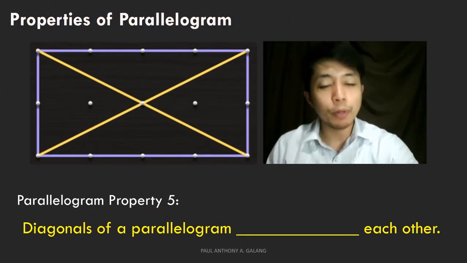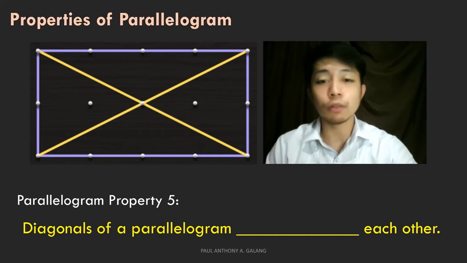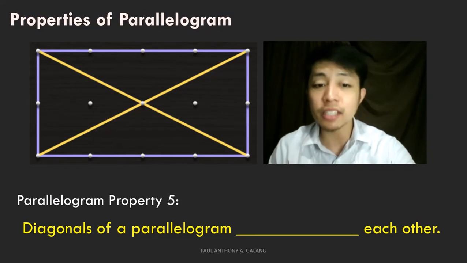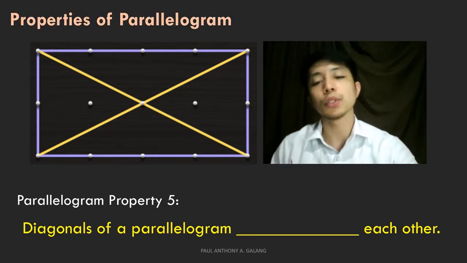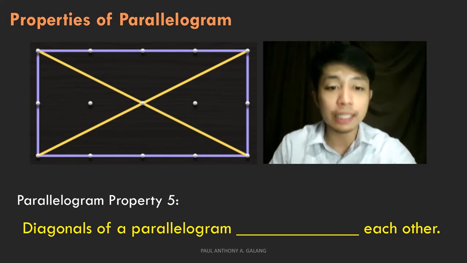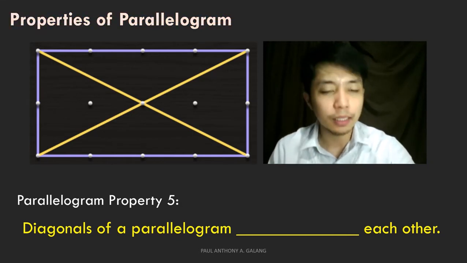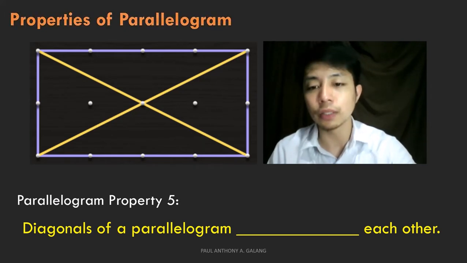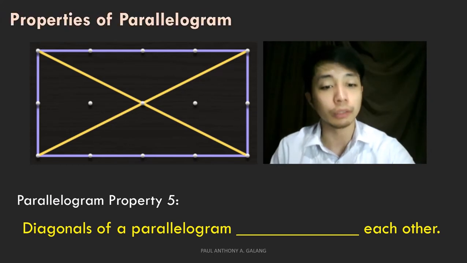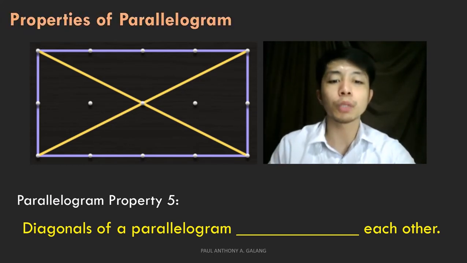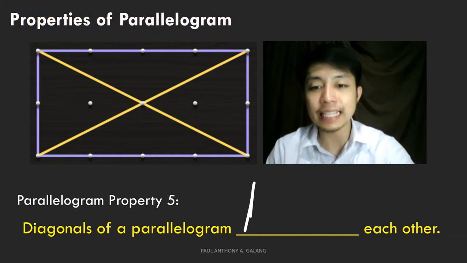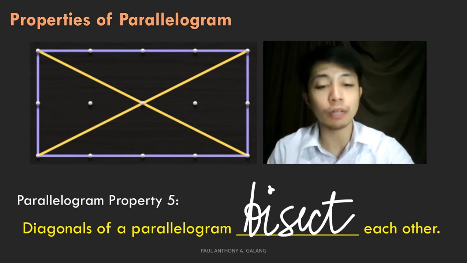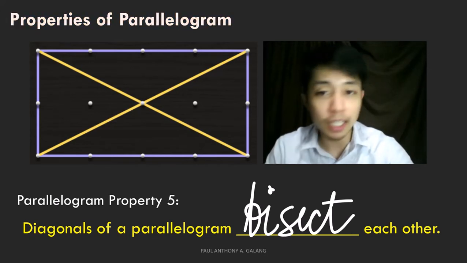For the last property: diagonals of a parallelogram blank each other. Here, we draw the diagonals, two line segments in the parallelogram. You can see that the two diagonals intersect, meaning they meet. Also, you can notice that one diagonal divides the other diagonal into two equal parts, and therefore the word that correctly fills our fifth property is bisect. Diagonals of a parallelogram bisect each other. Did you get it? I hope so.